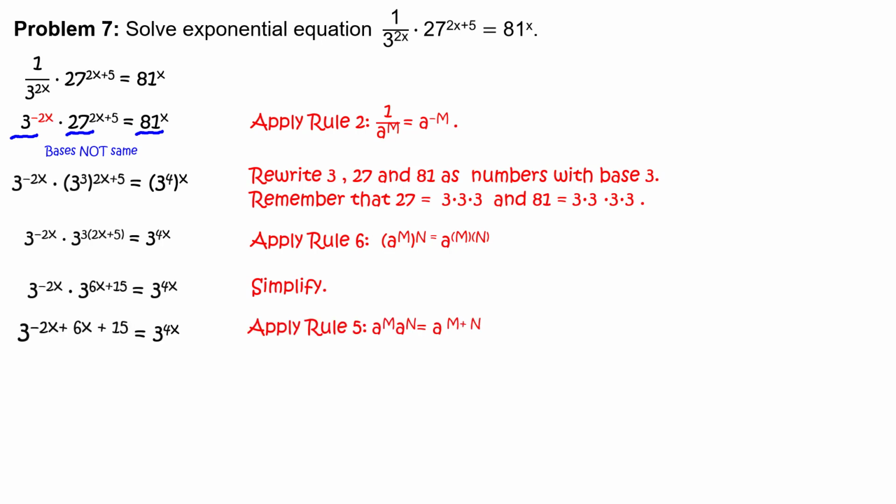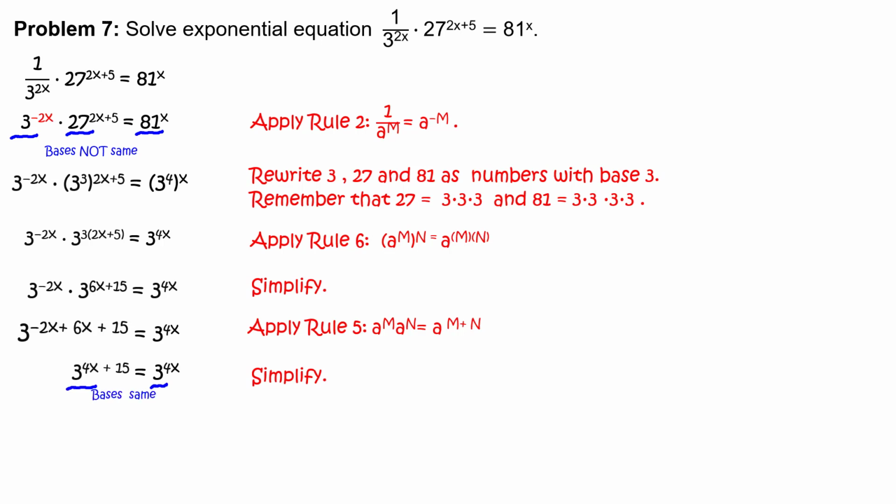And then we're going to apply Rule 5 to the left side of the equation. When you multiply powers with the same base, you keep the base and you add the exponents. So 3 raised to negative 2x times 3 raised to 6x plus 15 equals 3 raised to quantity negative 2x plus 6x plus 15. Notice the base stayed as 3, did not become 9. Okay, we're just going to simplify, add the like terms in the exponent. You get 3 raised to the quantity 4x plus 15 equals 3 raised to the 4x.